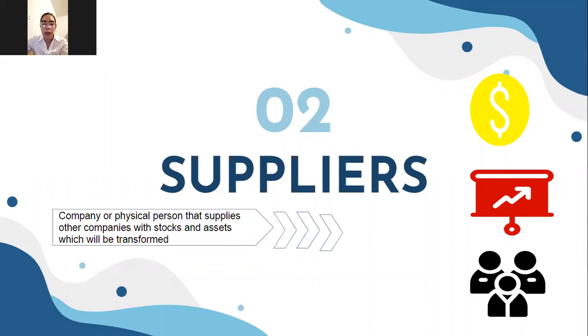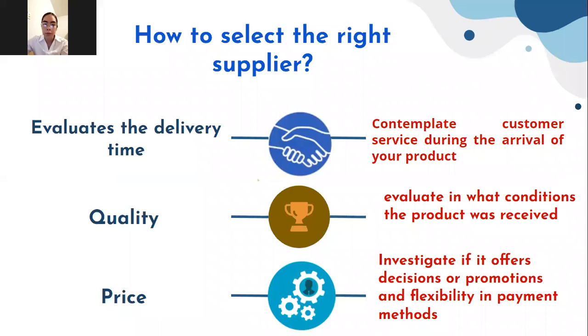The suppliers. First of all, it is necessary to know what a supplier is. A supplier is a company or an individual that supplies other companies with inventory and assets to be transformed into products for use or consumption. How to select the right supplier? We have to take into account some points. The first is to evaluate the labor chain. The second one is the quality and the price.